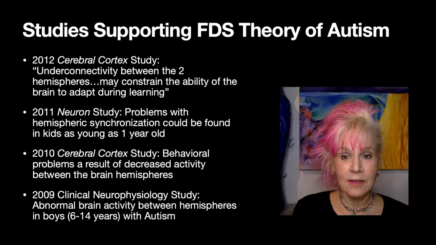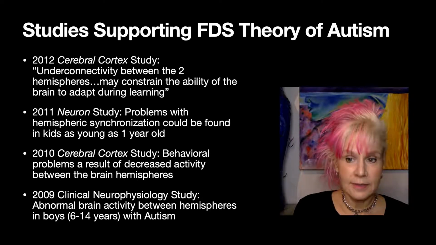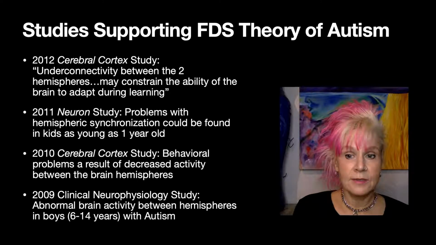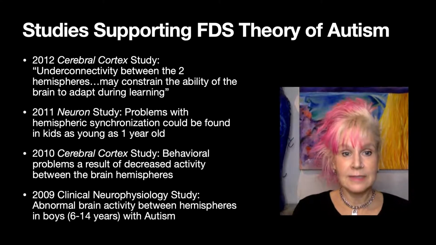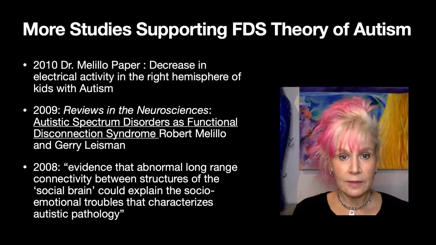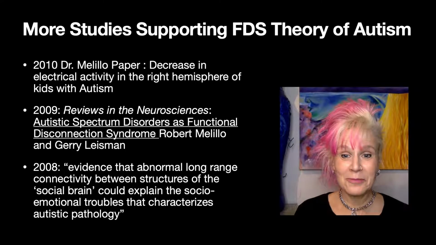In 2009, Brazilian researchers published in Clinical Neurophysiology and found that abnormal brain electrical activity between the two hemispheres occurred in boys aged 6 to 14 that were diagnosed with autism. So again, we have this disconnect between the two hemispheres of the brain, really sort of corroborating this functional disconnection syndrome, right?